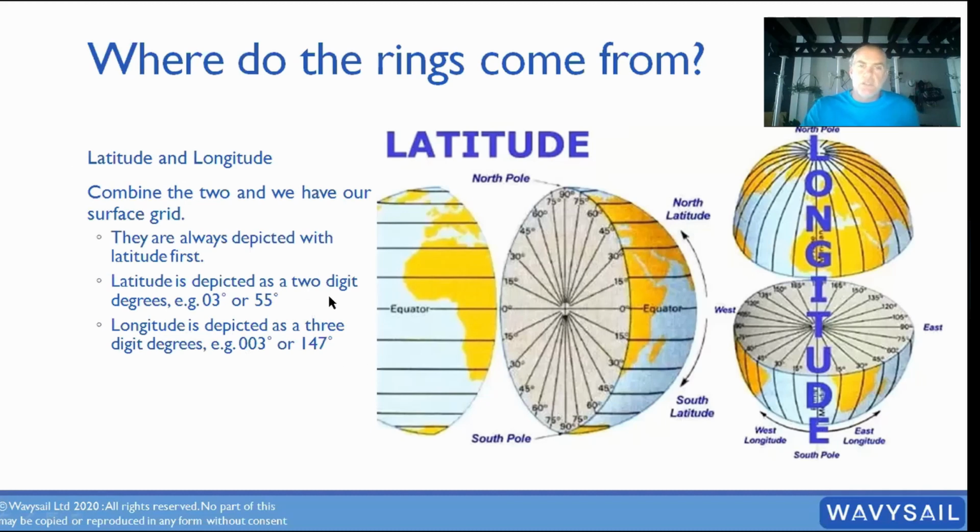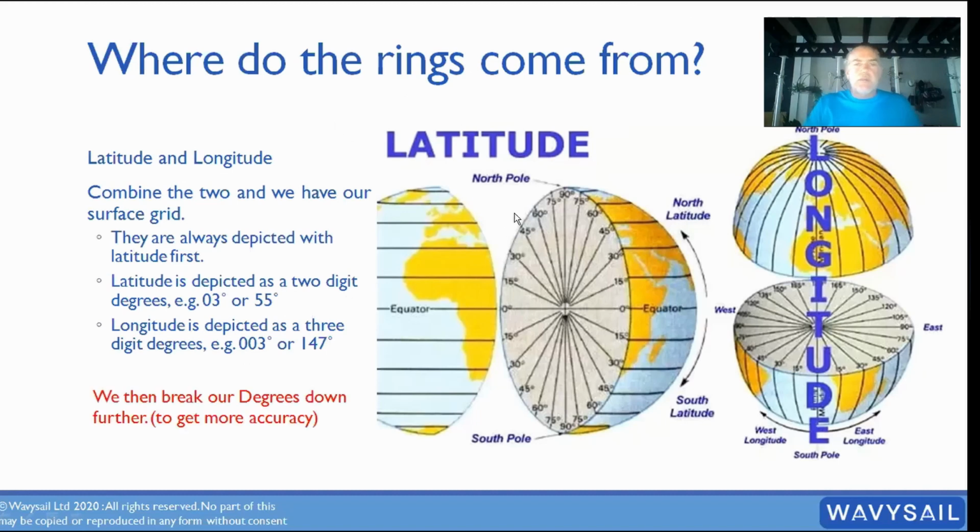Now, I've noticed on a lot of modern GPSs, if it is 3 degrees, it just says 3. The same on latitude and longitude, which is actually a technical error. It should say 03 or 003. But when we're filling in a logbook, the correct way of doing it is using 2 digits, then 3 digits.